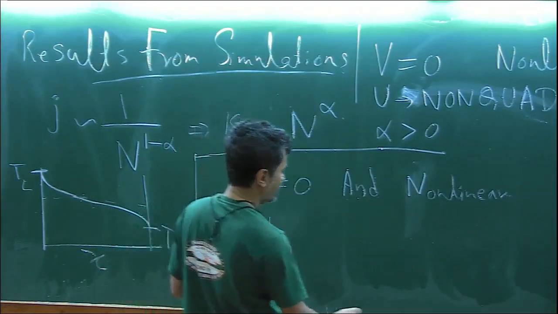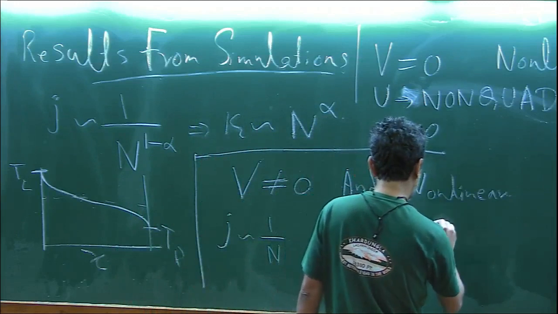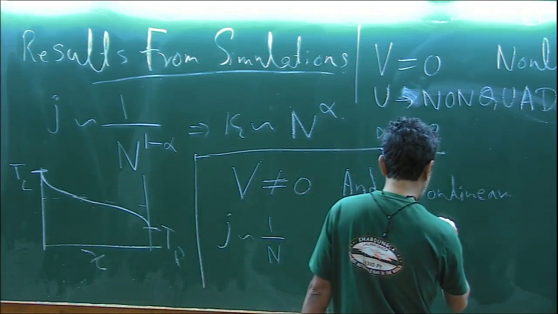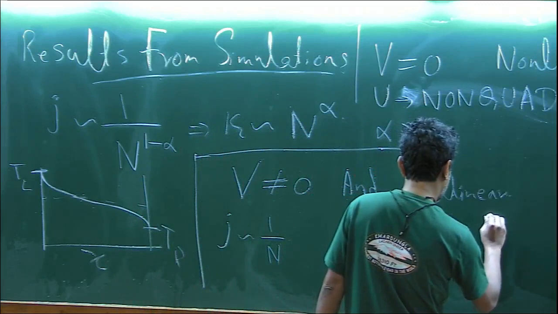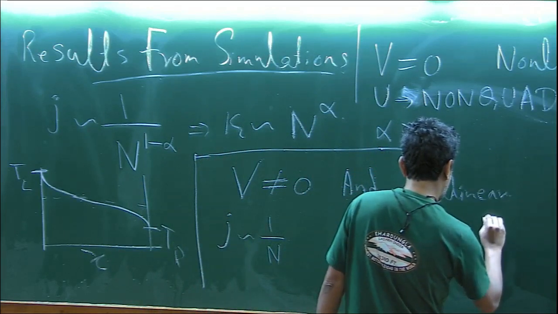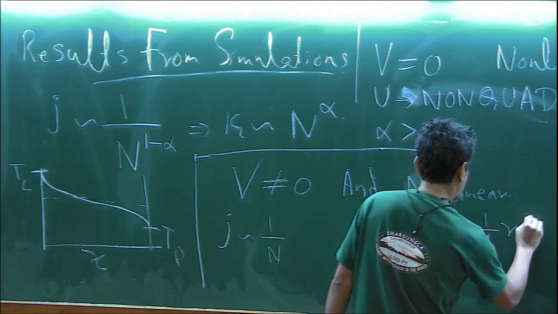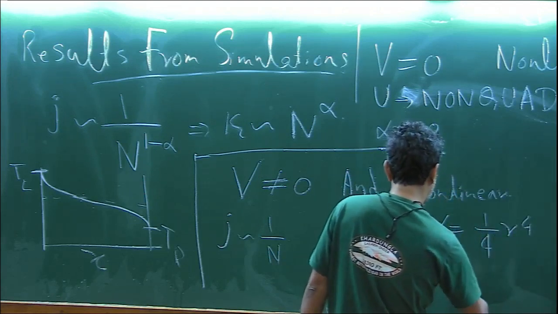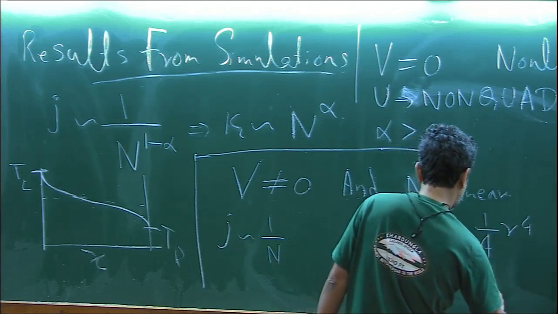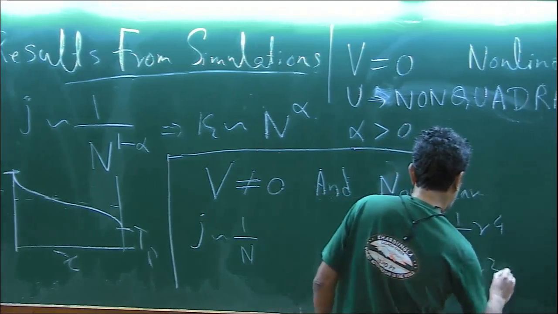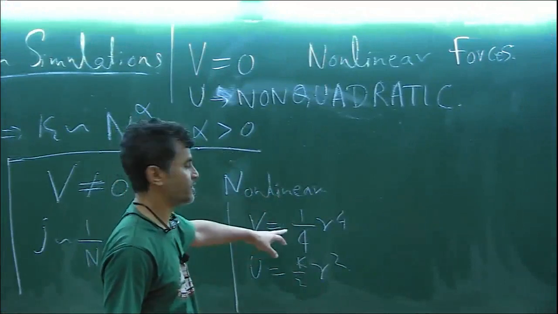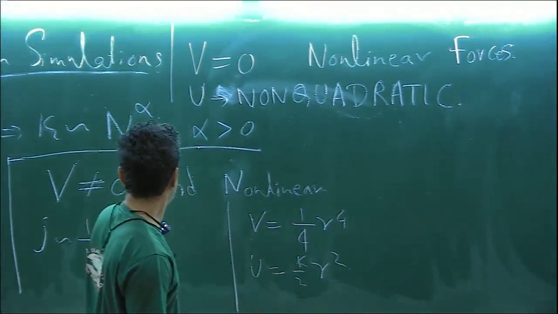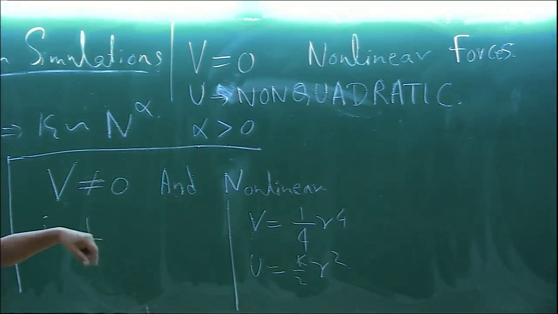Again, one simple example is what is known as the FPU model, where V is, let's say, something like this, and U is this. So the interaction is quadratic, but you have an on-site quartic term at every site. In this case, you get Fourier's law. So if you have pinning and nonlinearity, then you get Fourier's law.